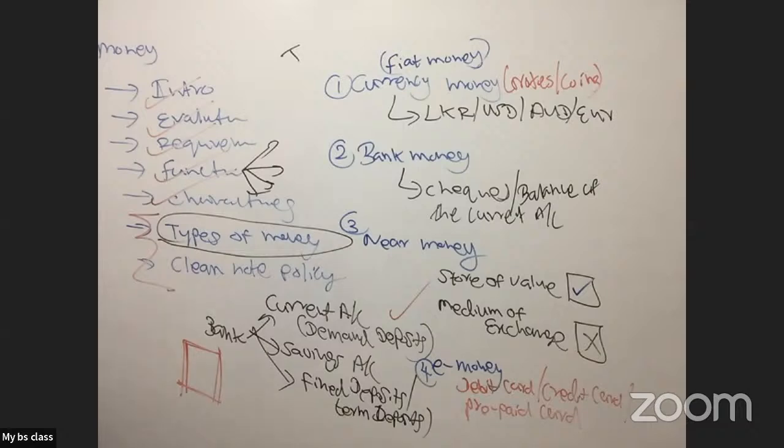Right, so shall we just complete the types of money? So four types: currency money, bank money, near money, and electronic money. What we call e-money is electronic money. That's what you have to write, right? Only that needs to be written there. All the explanations have been provided.